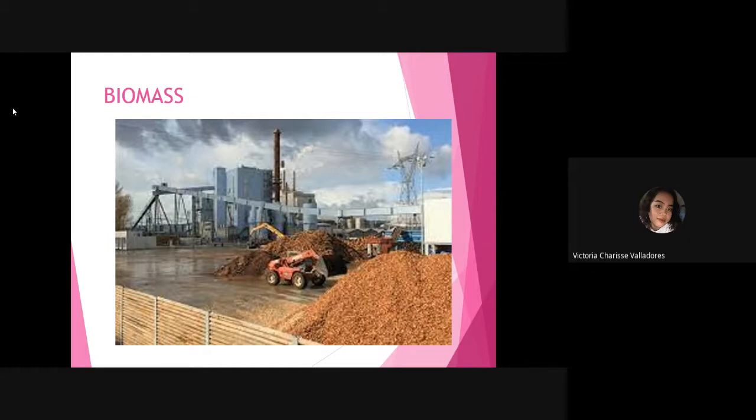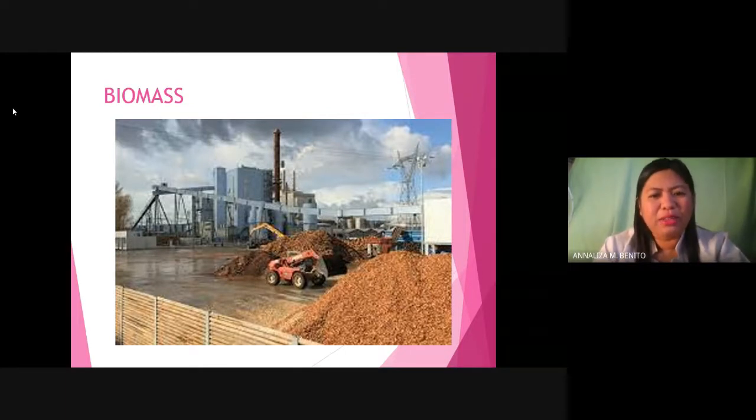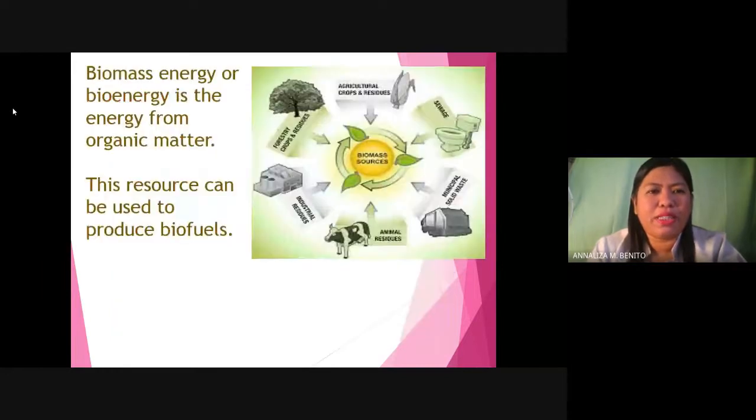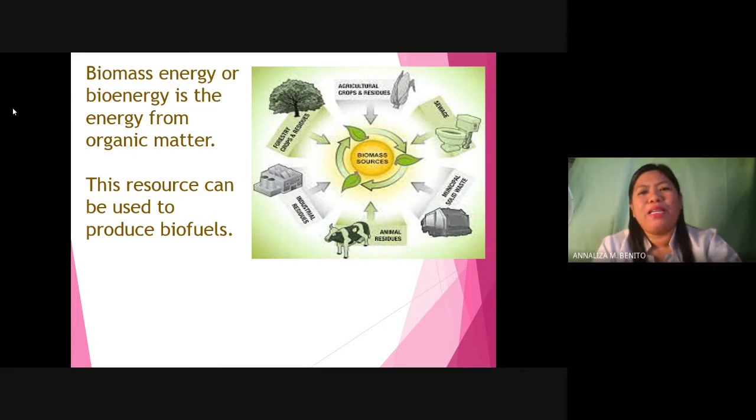This causes air pollution. All right, so it uses organic material, like crops, plants, trees, yard clippings, wood chips, and animal waste, and that is commonly used throughout the world. So biomass energy or bioenergy is the energy from organic matter. This resource can be used to produce biofuels.